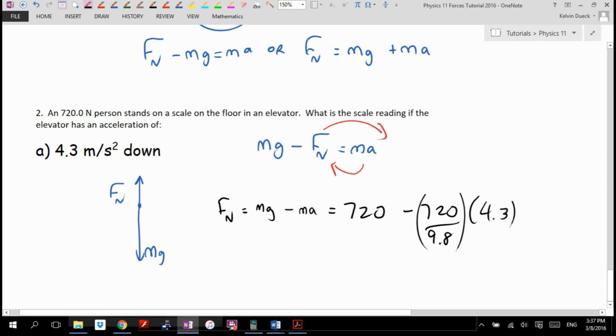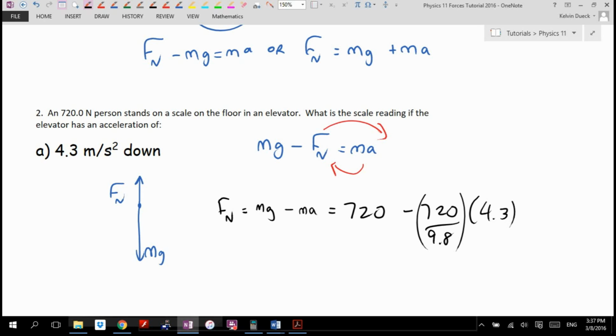4.3. Mr. Dewick, it's down. Don't I need to do negative 4.3? Where did I include the negative? Yeah, in that arrow. That's the negative right there. It's built in. So that's why I really like drawing a good free body diagram and then going winner minus loser. It really takes care of the minus minus. It takes care of all of that for me.